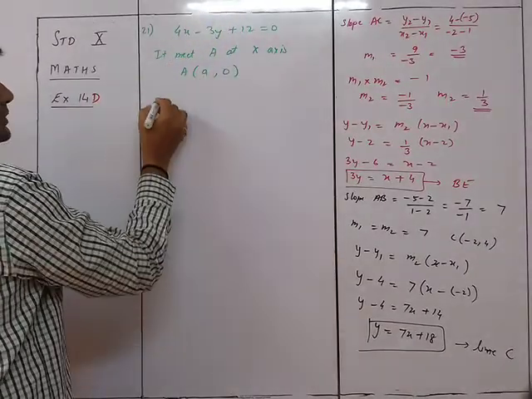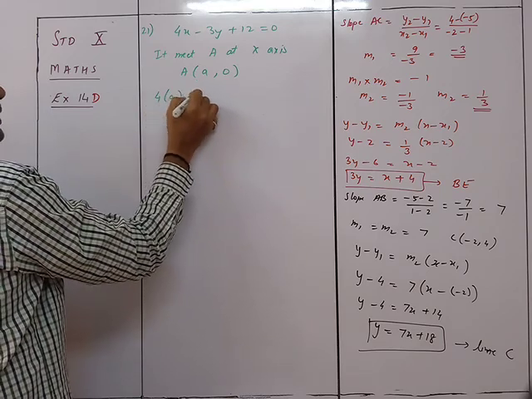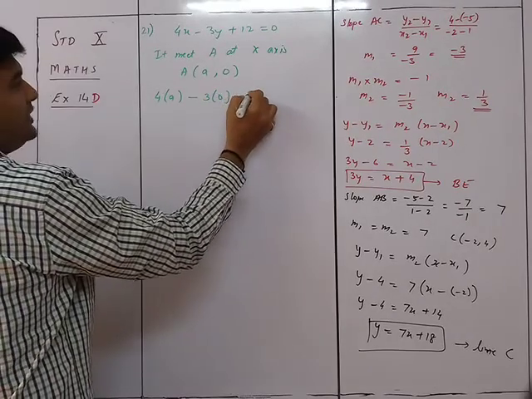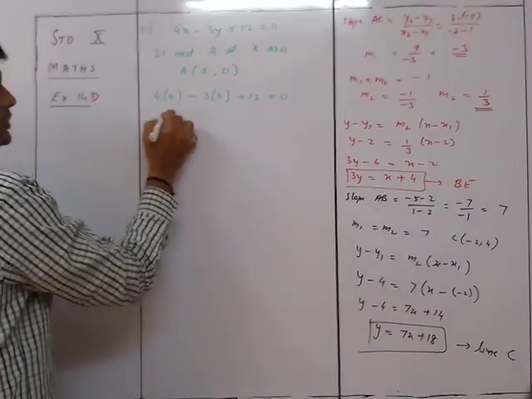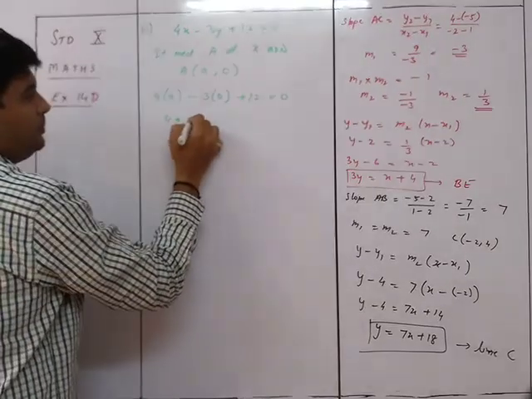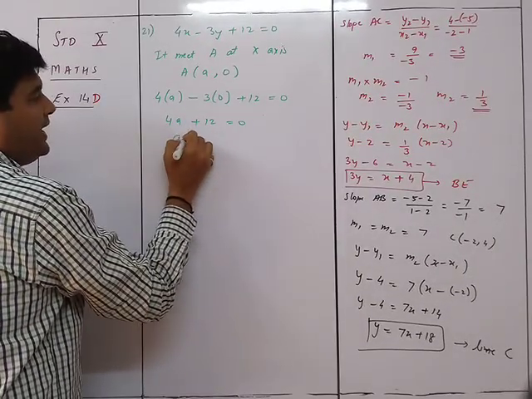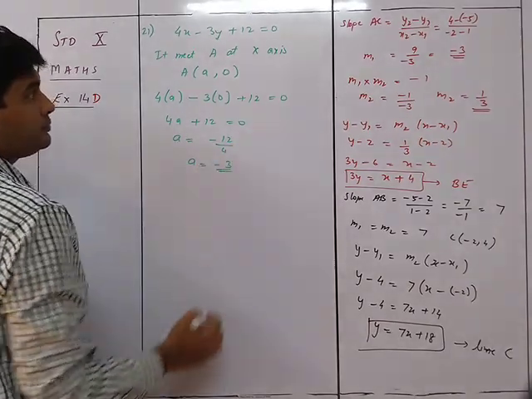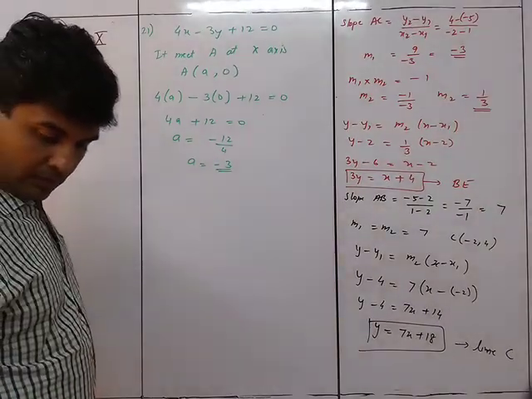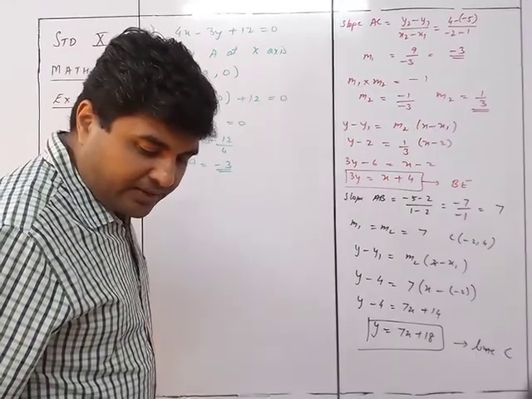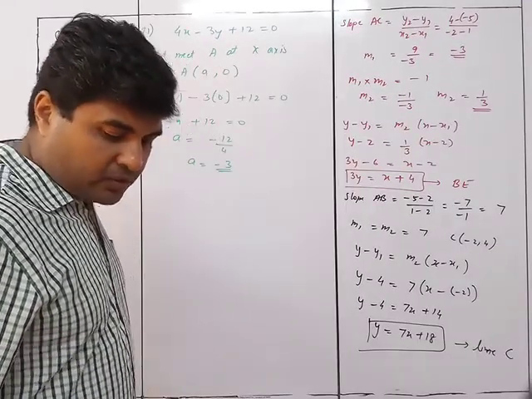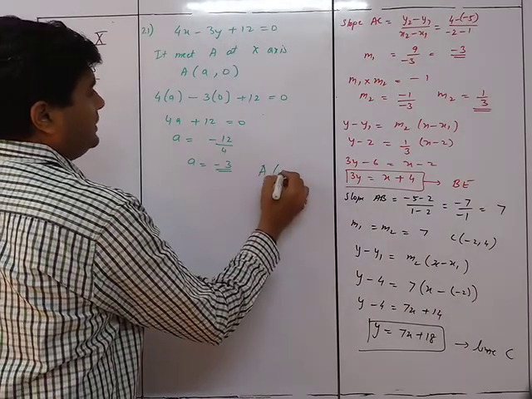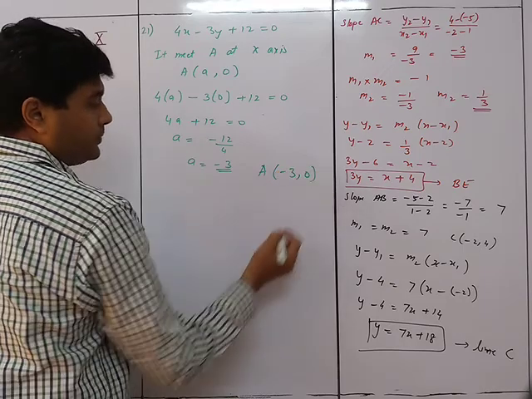Let's put the value over here. So 4 into A minus 3 into 0 plus 12 is equal to 0. So 4A, this is 0, plus 12 is equal to 0. A will be equal to minus 12 upon 4. So A is equal to minus 3. Simple. Determine the equation of line through A and perpendicular to this line. So A is nothing but minus 3 comma 0.